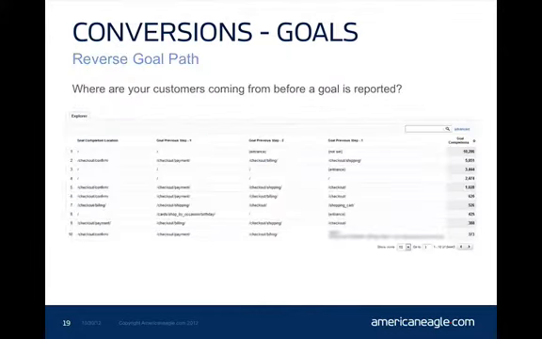Reverse Goal Path. This section will show you the last 3 pages visitors took before reaching a specific goal. Following this path can lead you to more funnels to consider.